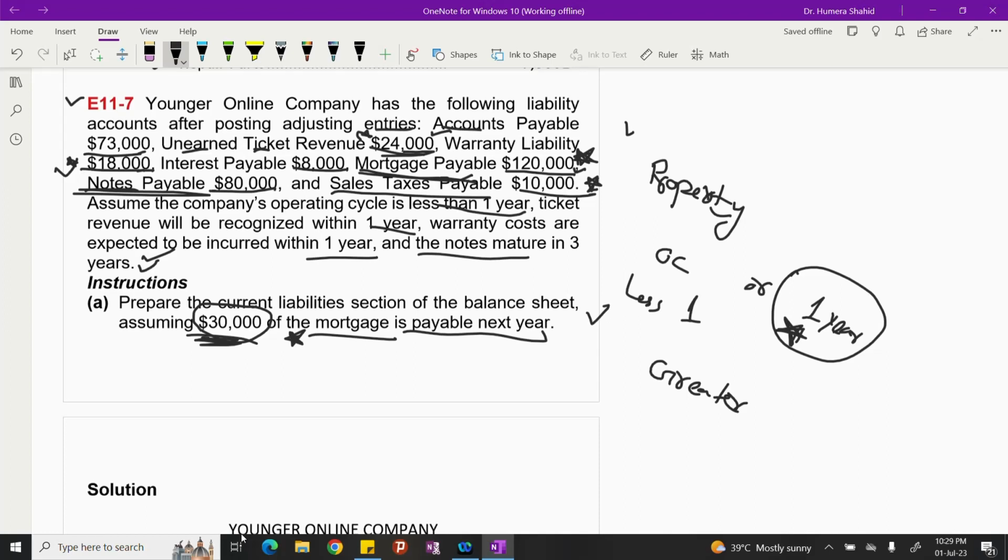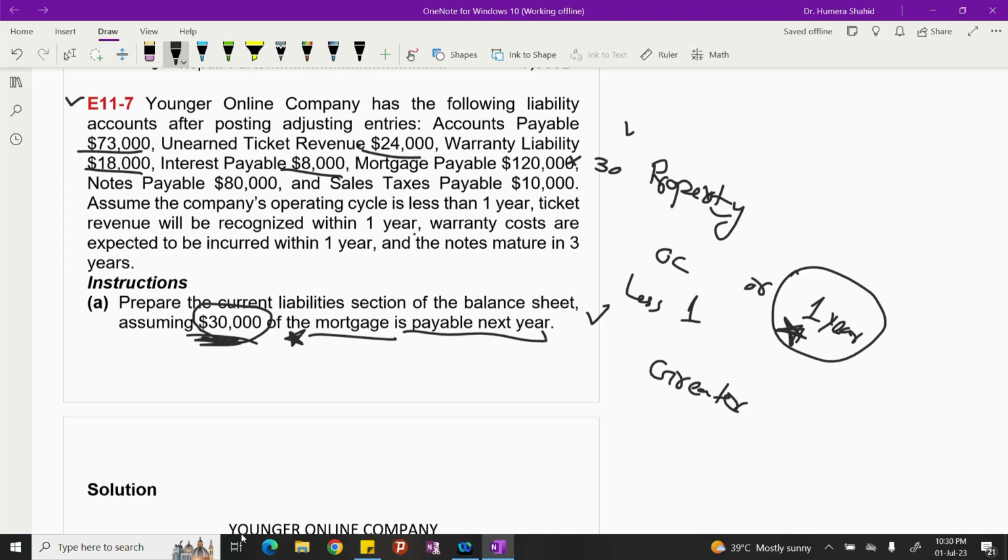So let's identify which amounts we will be taking as current liability out of all these liabilities, because we read the whole question now. Firstly, accounts payable. Yes, we will take it. Unearned ticket revenue. They said it's in 1 year, so we'll take it. Warranty liability. They said it's 1 year. We will take it. Interest payable. We will take it. Mortgage payable. Not 120,000, only 30,000. We will take it. Notes payable. We will not take it because it's a 3 year life. Then sales tax payable, we will take it, right?